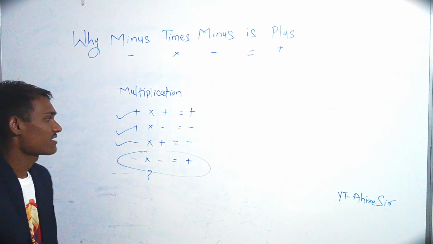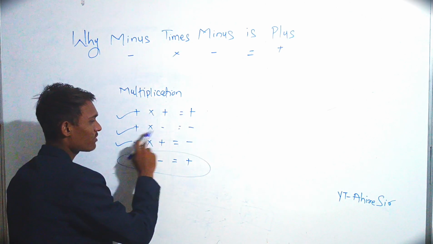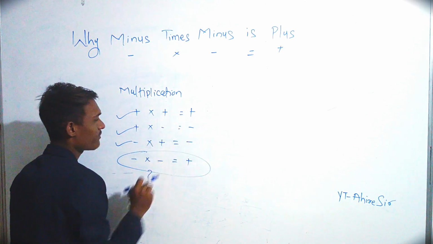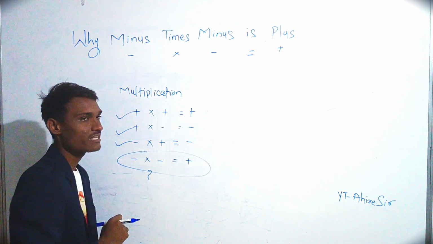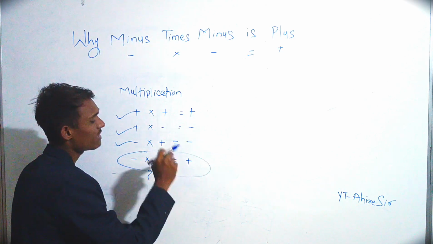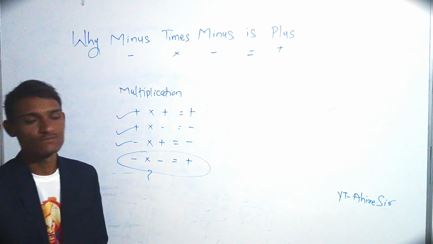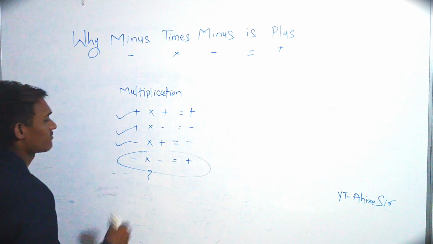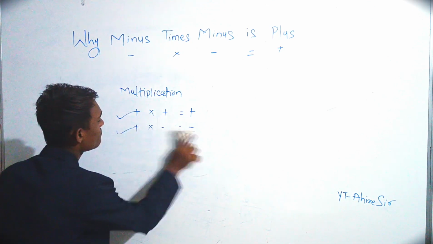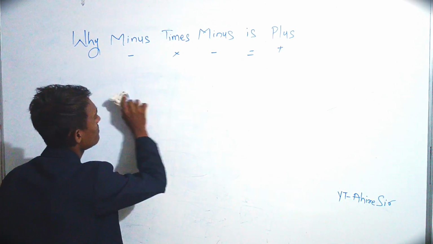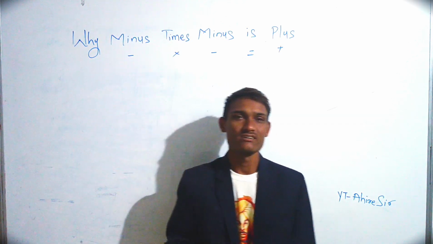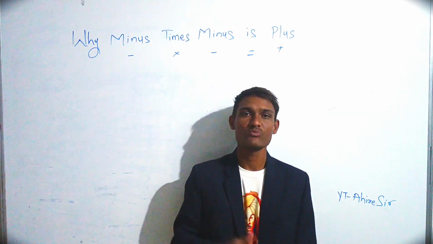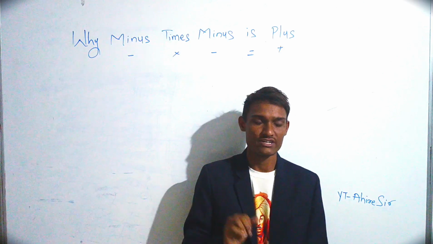That is quite confusing, because if one of the two is negative, the final answer is negative. But here both are negative, so how can the final answer be positive? That's our aim to prove. We have at least two to three ways to prove this theorem.